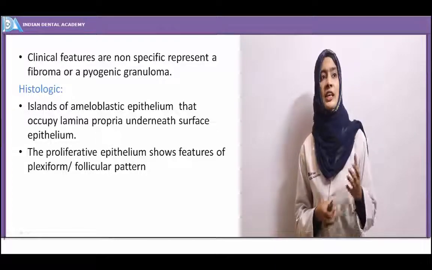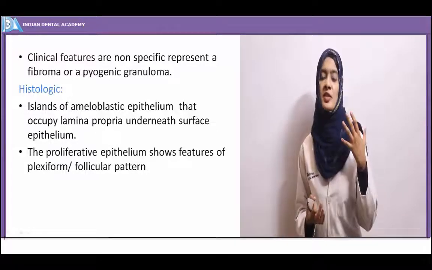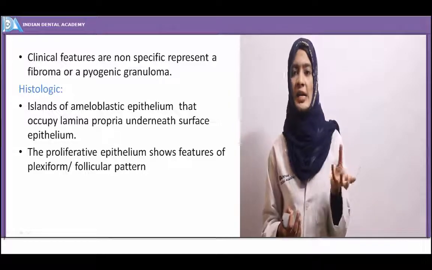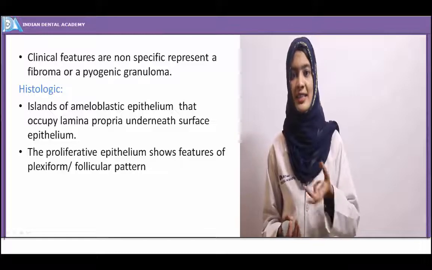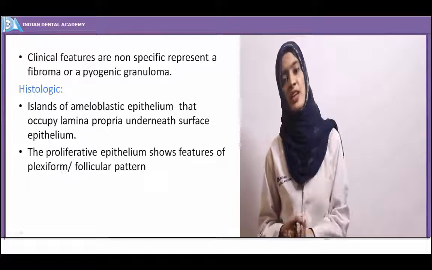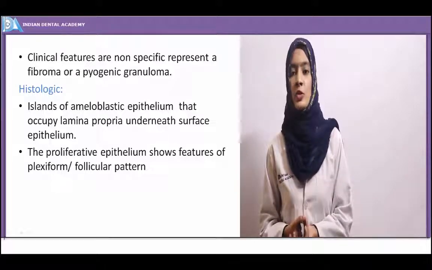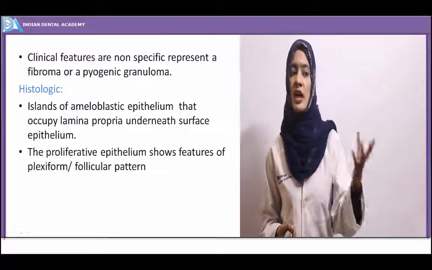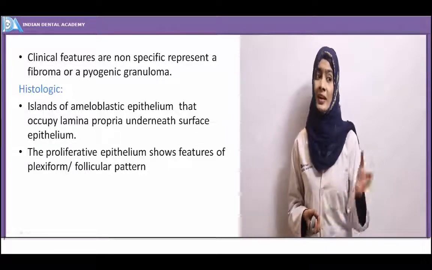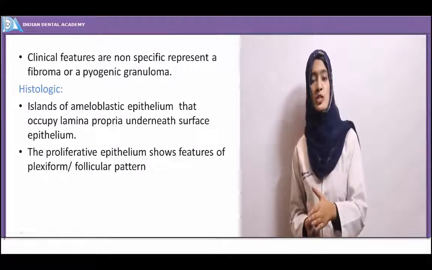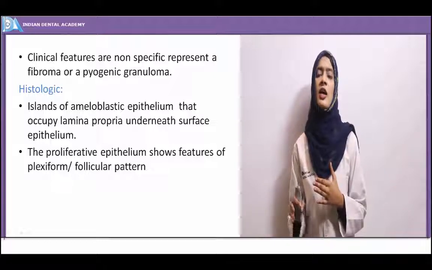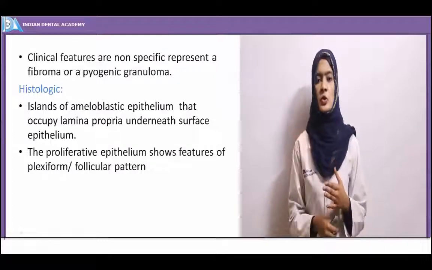When you see the clinical features, they are non-specific in nature. They will just represent the appearance of a nodule on the gingival mucosa. So it may be a fibroma. There is no relation between the clinical features and the appearance of this peripheral ameloblastoma. So the extraosseous ameloblastoma just represents either a fibroma or a non-specific granuloma. When you see the histologic picture, only that is diagnostic. Even the radiologic picture is not diagnostic, because it just shows a superficial erosion of the alveolar bone.